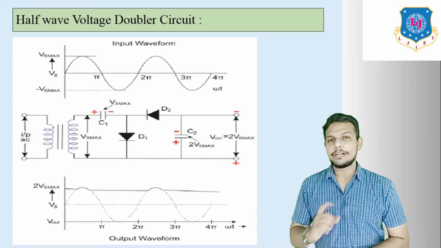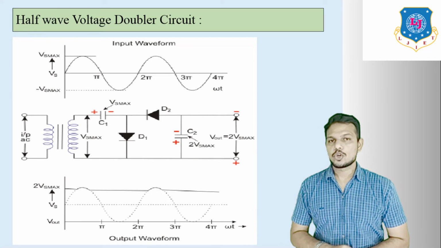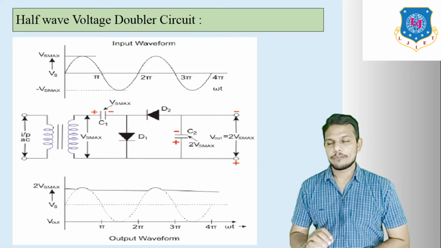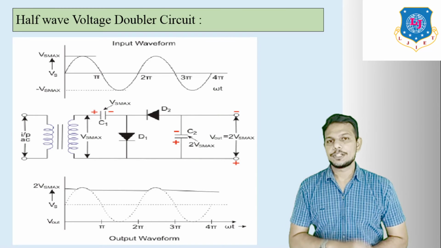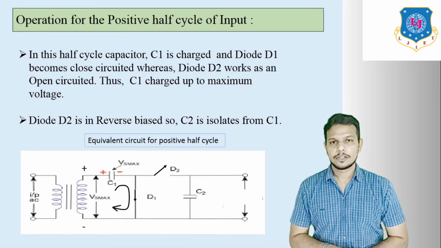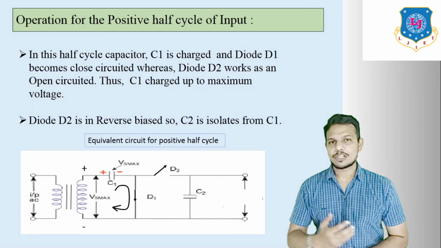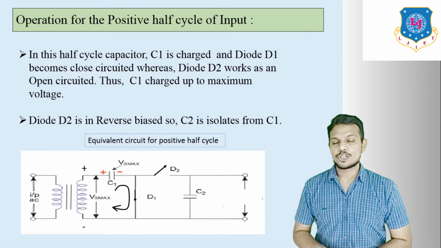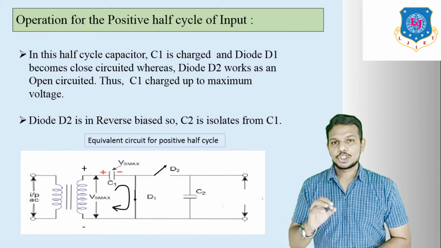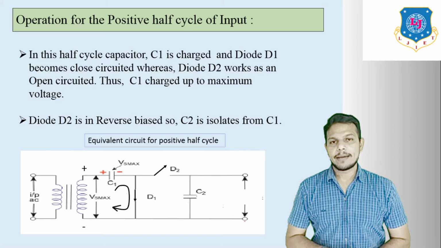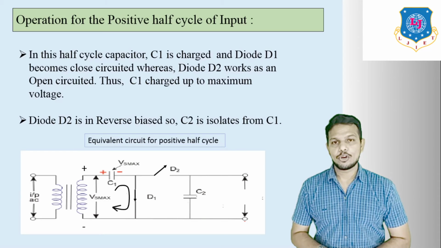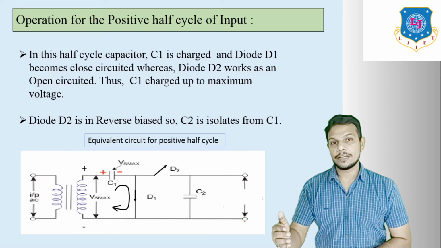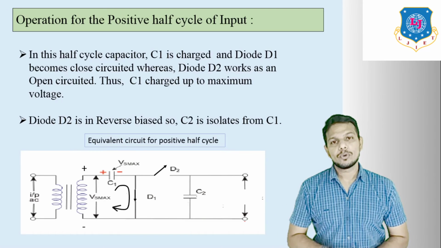Here diode D2 becomes open circuited, so current does not flow to the output side, or we can say the capacitor C2 side. Since diode D2 is reverse biased, C2 is isolated from C1. That means C1 becomes charged up to Vm voltage. Vm means the maximum input value, because we have discussed in the clamper that the capacitor charges up to Vm.